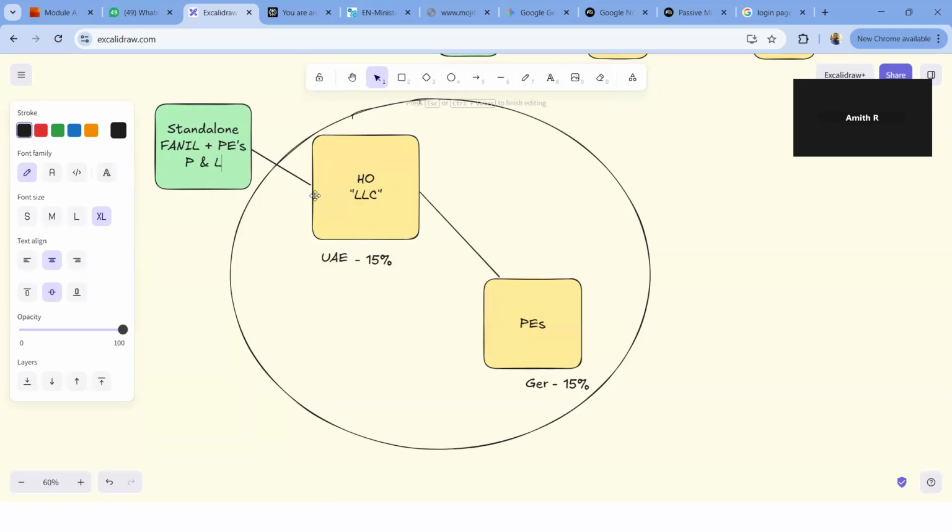If I am making a financial statement for HO, would I include only HO standalone income, or would it be consolidated with HO and PE? How would it be? Would I have to consolidate, or would I only have to put HO's income? What happens in the financial statements of HO? I'll repeat my question till I get an answer. So in the financial statement of HO, this being an LLC, would I consolidate both of these, or would I only put standalone FANIL of HO?